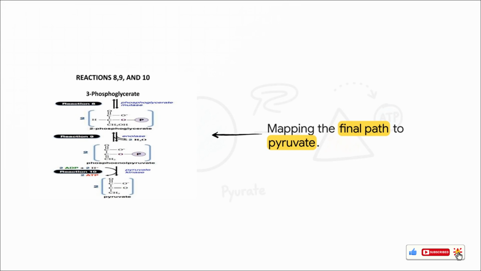And here is our roadmap for today, covering reactions 8, 9, and 10. We're starting right at the top with 3-phosphoglycerate, which, you might recall, was the product of our very first payday back in reaction 7. By the time we reach the bottom of this sequence, we're going to have transformed it into our ultimate product, pyruvate.